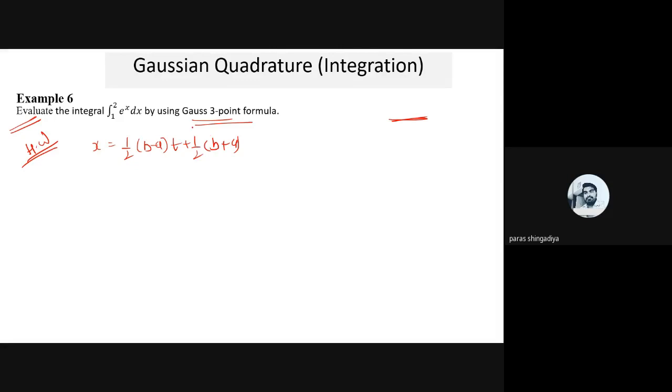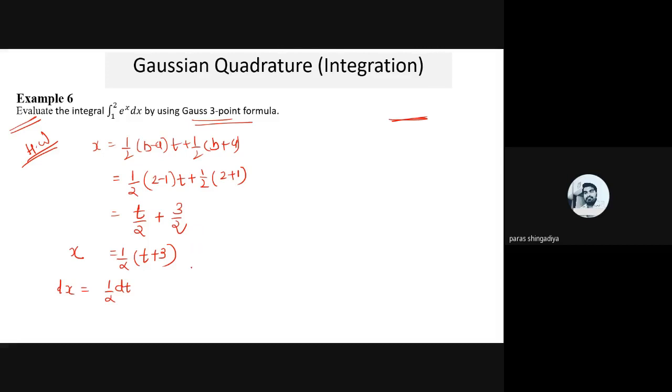So first we'll use this relation: x equals 1 by 2 (b minus a) into t plus 1 by 2 (b plus a). So it is 1 by 2 (2 minus 1) into t plus 1 by 2 (2 plus 1). 2 minus 1 is 1, so t by 2 here, and 2 plus 1 is 3, so it will be 3 by 2. Clear? So it will be 1 by 2 of (t plus 3). That is the relation for x. And based on that, dx will become 1 by 2 dt.